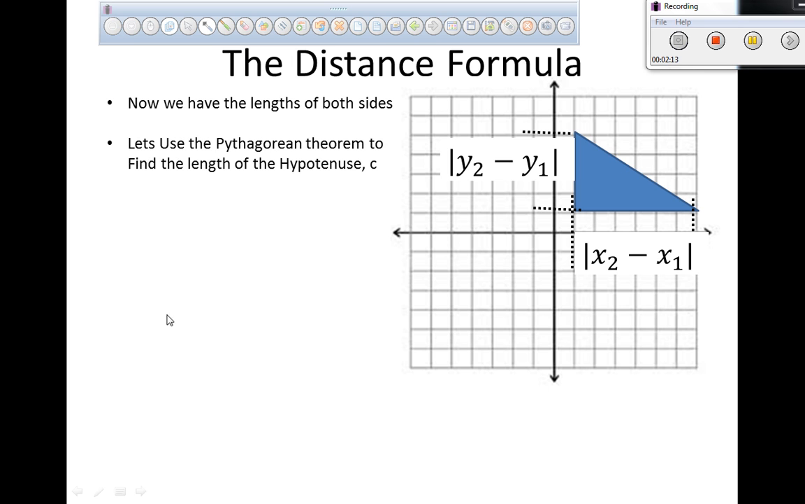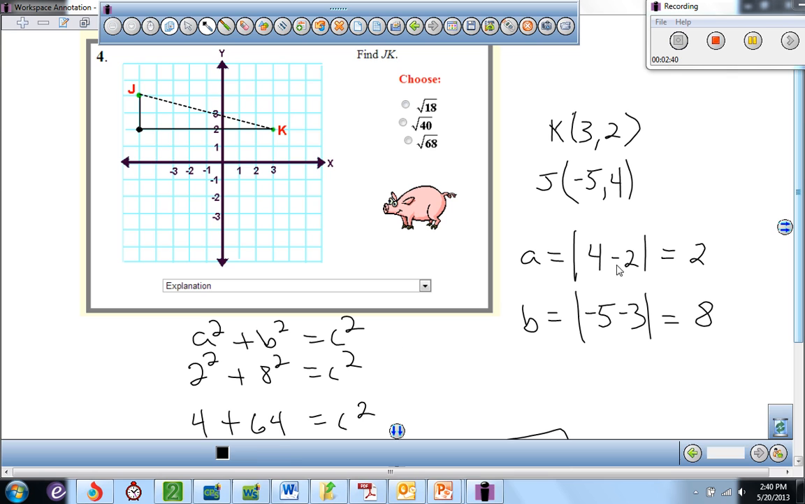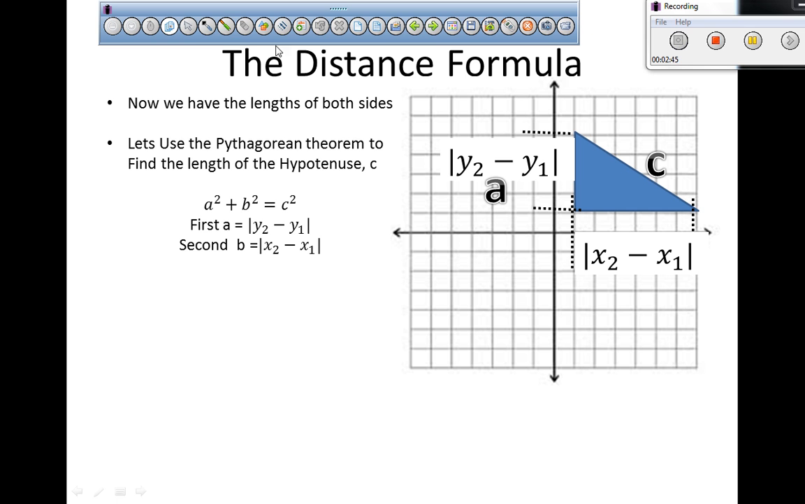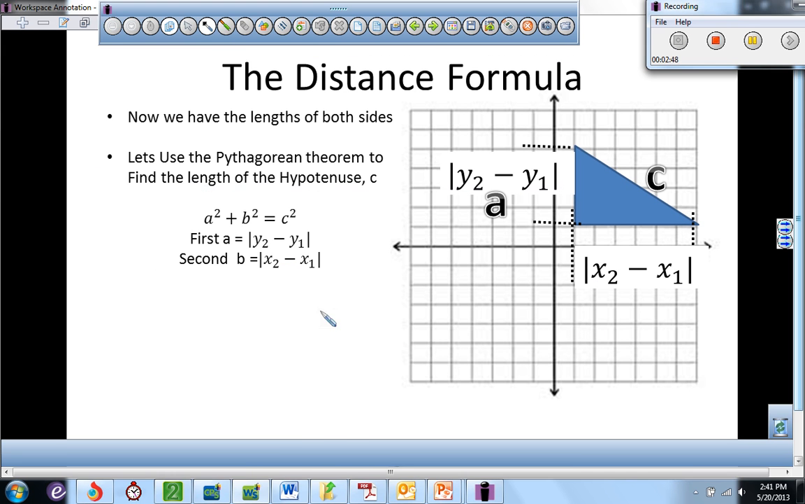Now, using the Pythagorean theorem to find the length of the hypotenuse, this is what we've been doing. We would then square and go from there. So a squared plus b squared. Now what we're going to do is substitute in here so that a is equal to y2 minus y1, b is x2 minus x1. Before, we were substituting in numbers. So I'm going to go ahead and start writing this out by hand, and then I'll put it up a little bit cleaner on the overhead on the PowerPoint.